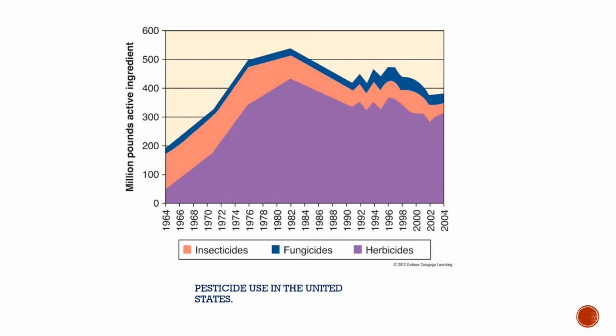So this is a graph. It's also in your book, but this is the amount of pesticides that we used in the United States from 1964 to 2004, and you can see that herbicides are the largest group of those pesticides, because we're able to throw them down a little bit easier and more cost effectively, and we're able to see the yield increase more than with insecticides and fungicides.